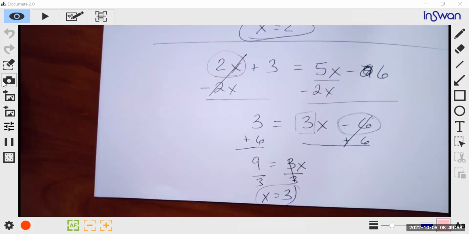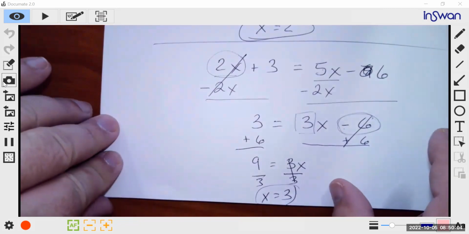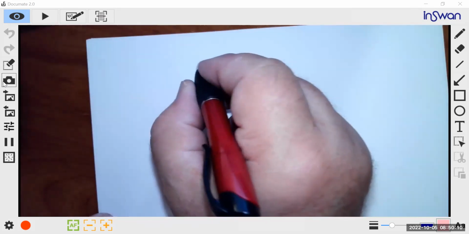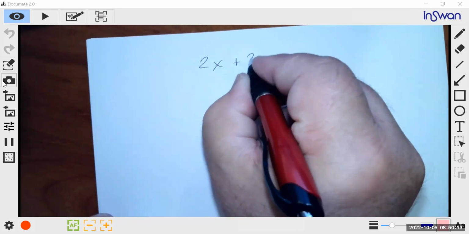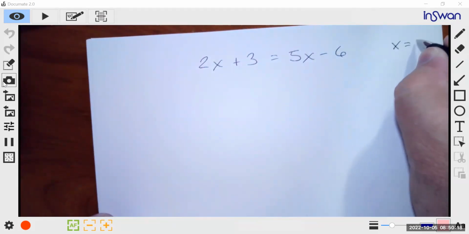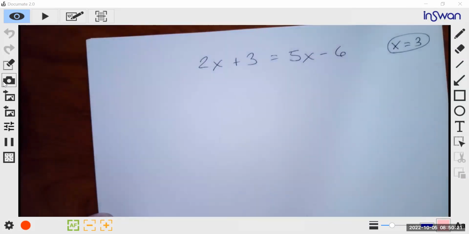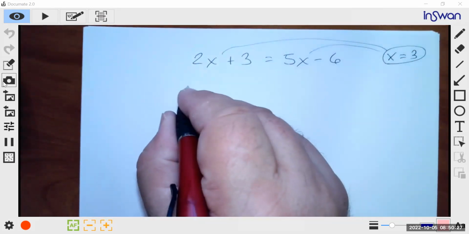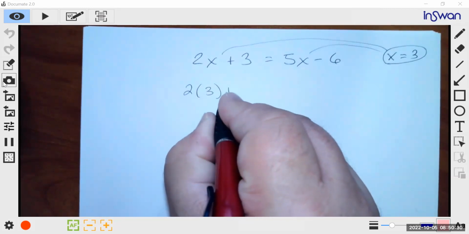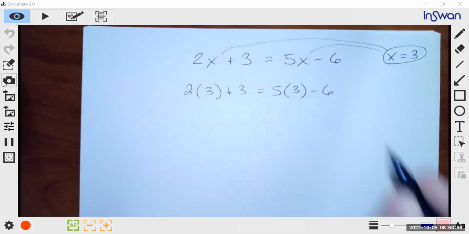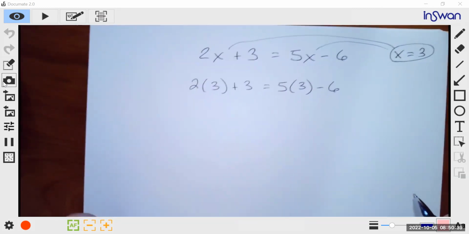And always get used to checking your answers to make sure they're valid solutions. Let's see if this is a valid solution. Let's put it back in your equation. We have 2x + 3 on this side, 5x - 6 on this side. We're saying our answer is 3. So anywhere you see an x, put a 3, and work out both sides.